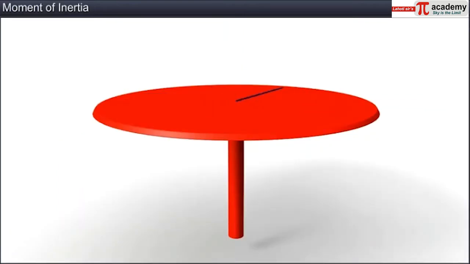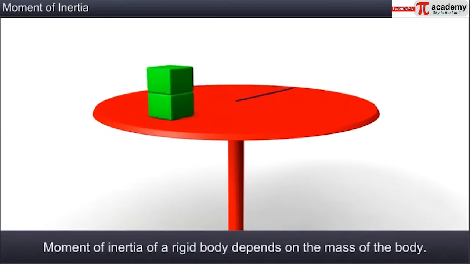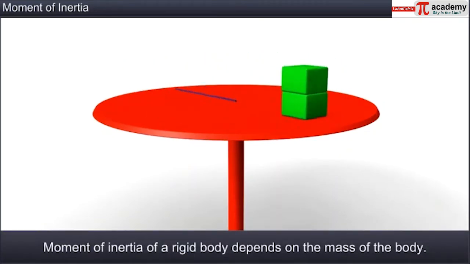Let's observe a rotating platform. We see that when a small weight is placed at one end of the platform, its angular speed of rotation decreases. If one more identical weight is placed on it, the angular speed decreases further. This implies that the moment of inertia of a rigid body depends on the mass of the body.